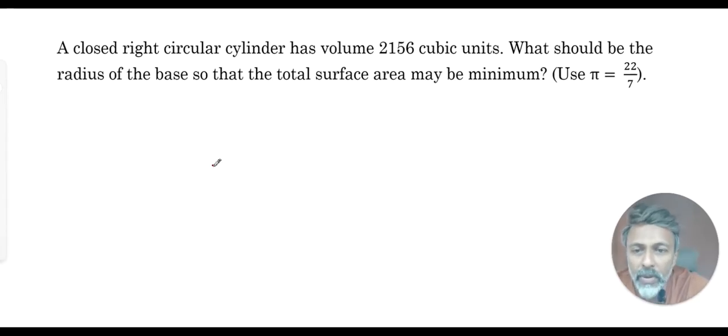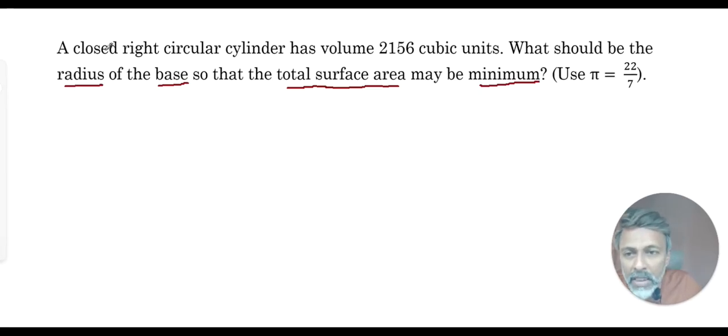A closed right circular cylinder has a volume of 2156 cubic units. So volume is constant. What should be the radius of the base? Radius is asked of the base of the cylinder so that the total surface area, TSA, of the cylinder is minimum. Use pi as 22/7. First thing first, we know the volume of a cylinder is pi r square h. So pi r square h is equal to 2156.